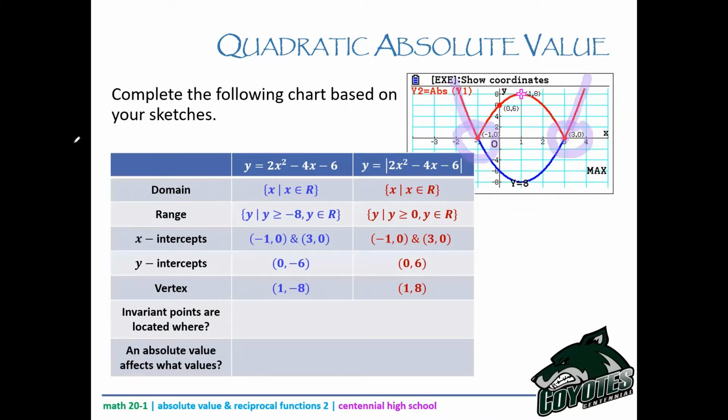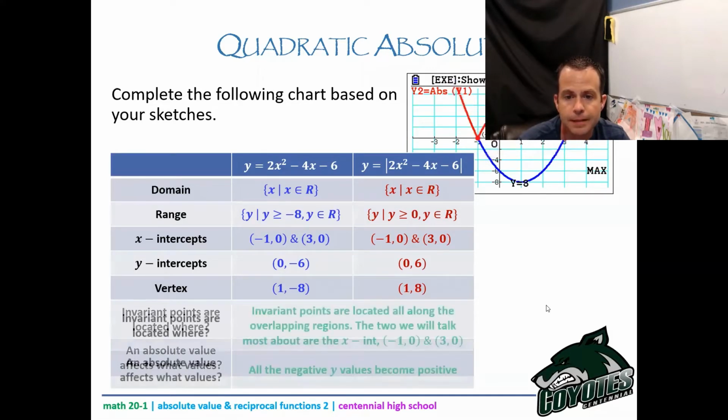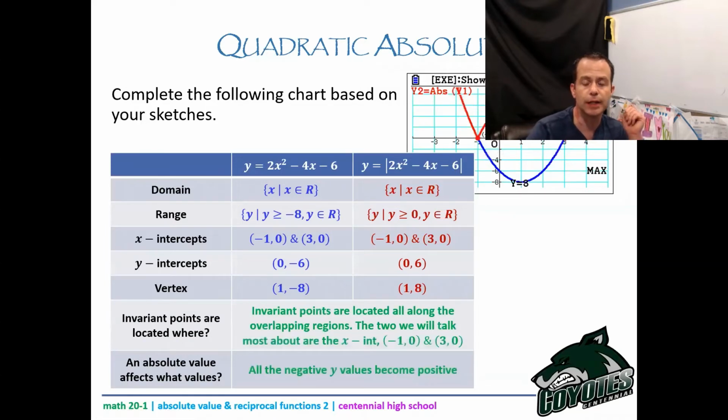Okay, so in our conversation, what we want to talk about is the following. I said invariant points are located all along the overlapping regions. The 2 we will talk most about are the x-intercepts at (-1, 0) and (3, 0). Then an absolute value affects what values? It affects all the negative y values. They will become positive. Okay, so all the negative y values become positive.